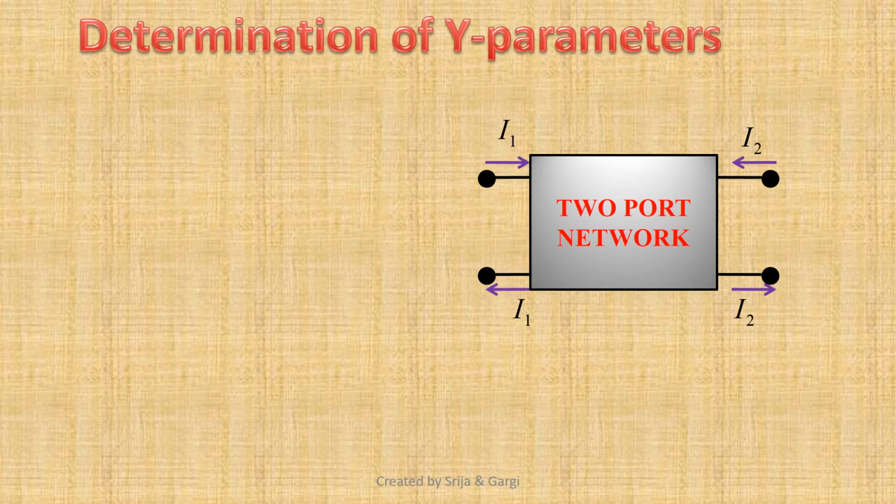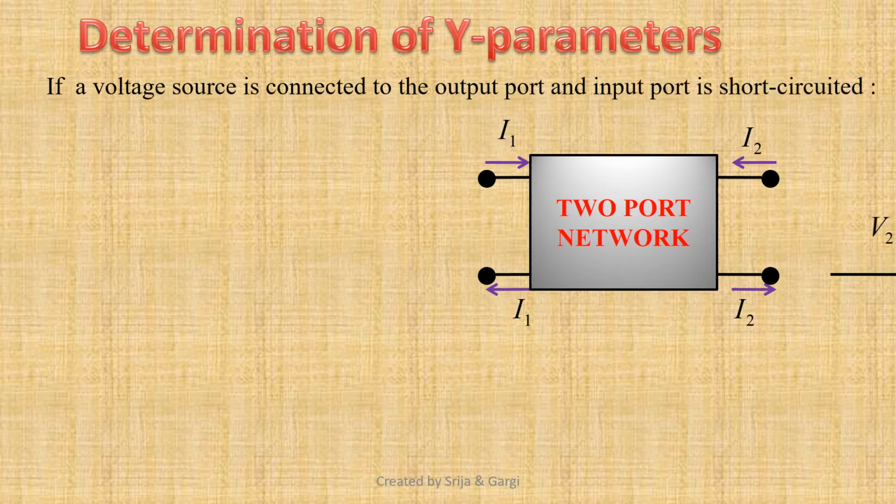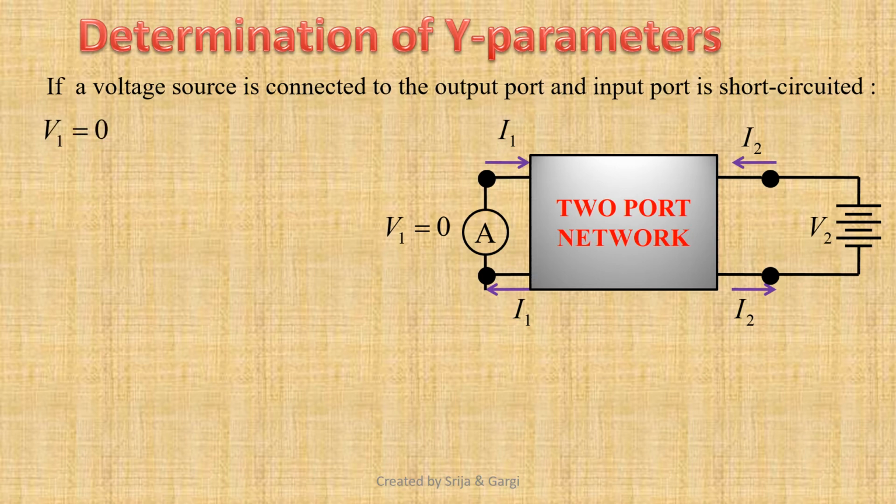Now let us determine the other two parameters Y12 and Y22. For this purpose, we shall connect a voltage source at the output port and we shall short circuit the input port using an ammeter. So V1 equals 0. We shall measure the output port current I2 using an ammeter and the output port voltage will be measured by a voltmeter.